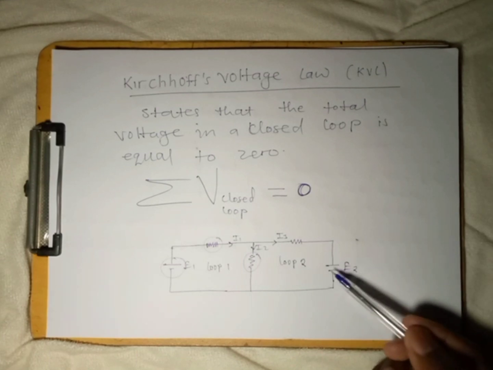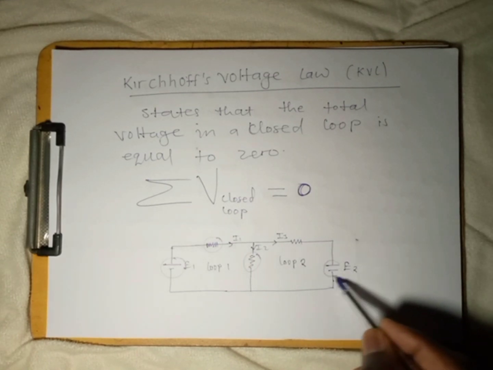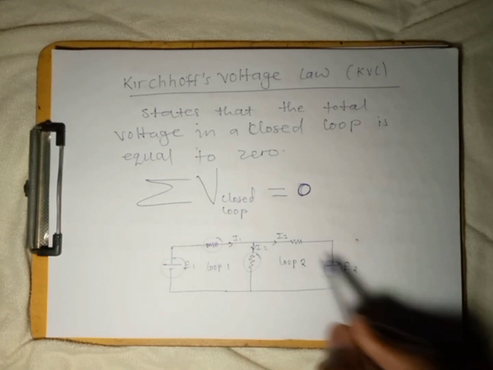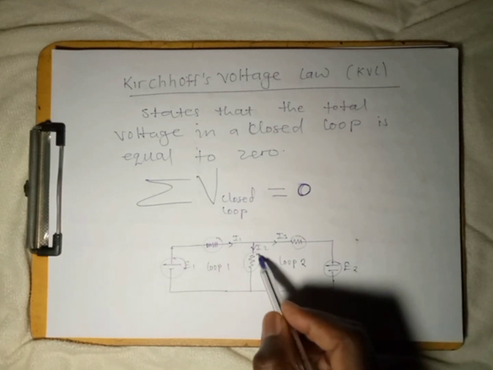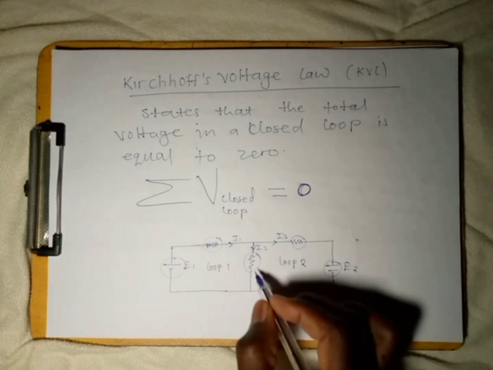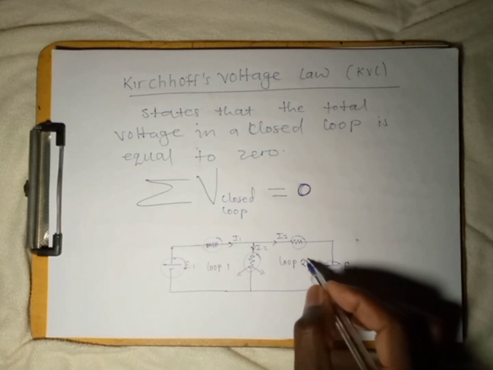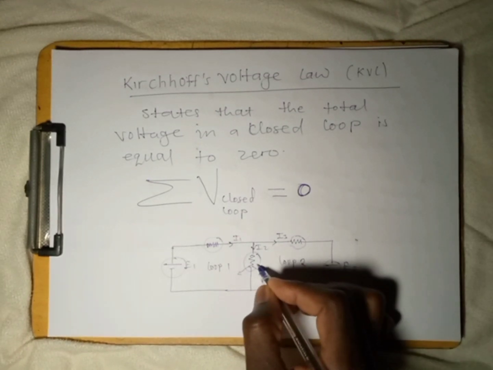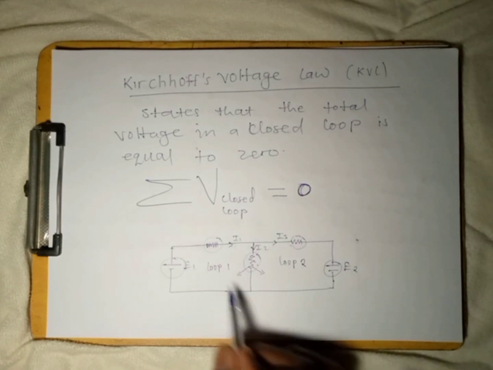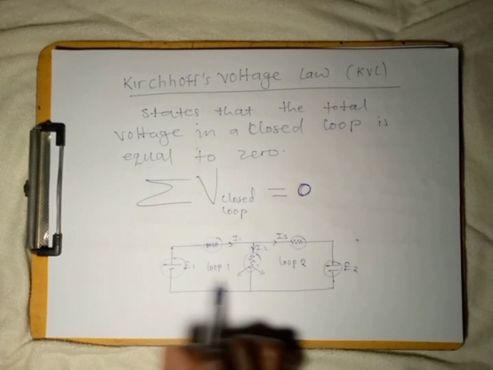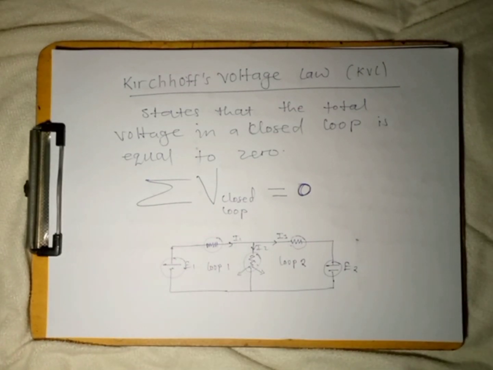Same applies if you come to this part, you're going to have the voltage supplied, the voltage on this one, and the voltage on that. Remember, this one belongs to this loop and that loop. So whenever I'm dealing with the second loop, I'll count this. Whenever I'm dealing with the first loop, I'm going to count this one to be part of this.